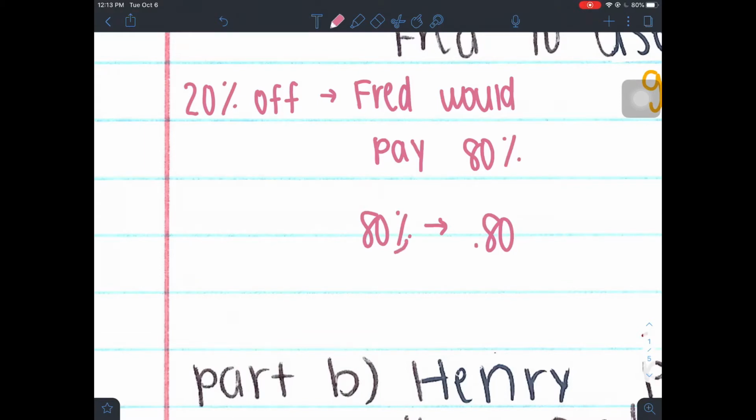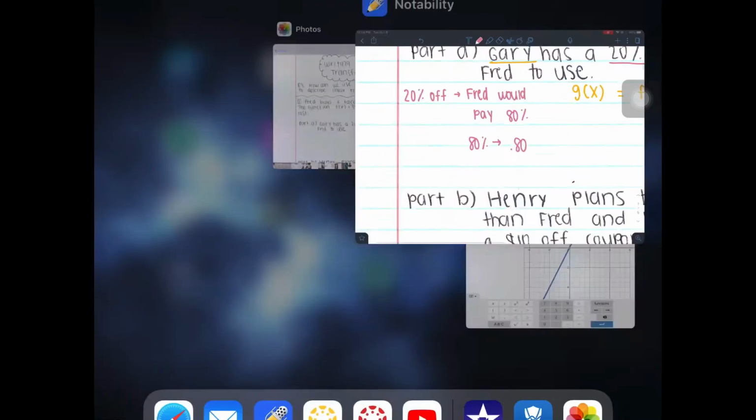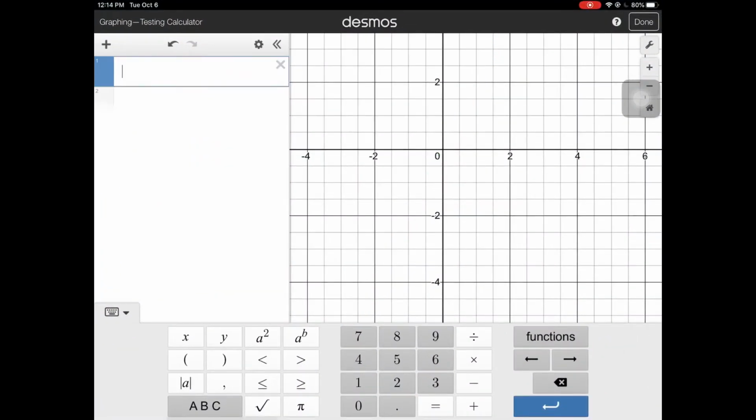So remember, you're going to move that decimal place over 2 spots, and you're going to put a decimal right there. So our percentage here is now a decimal. It is 0.80.